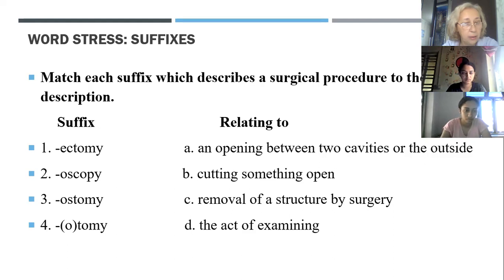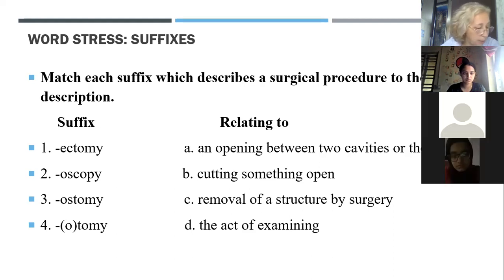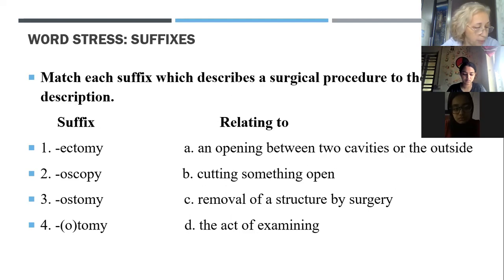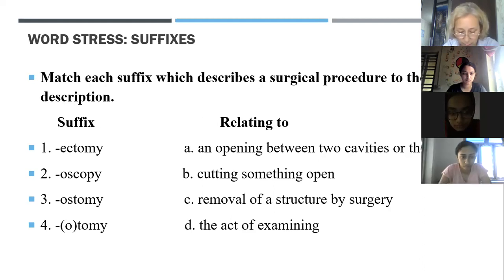Okay, the next is oscopy, and let's listen to John Farvin. Yes, ma'am. Option D, the act of examining. Yes, this is oscopy. Can you think of any examples of the names of procedures that have this suffix? Endoscopy. Okay, great.